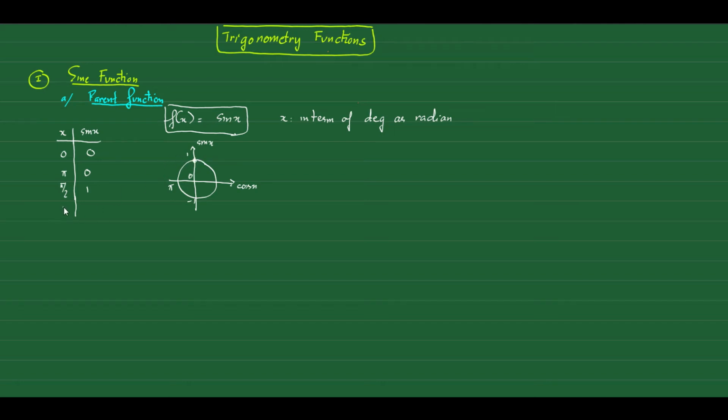And how about 3 pi over 2? This is pi plus pi over 2. So 3 pi over 2 will be -1. Then we have 2 pi, which will be 0. So I just go ahead and find the values for 1 revolution only. So you start from here and you go back to here, 1 revolution. All right?